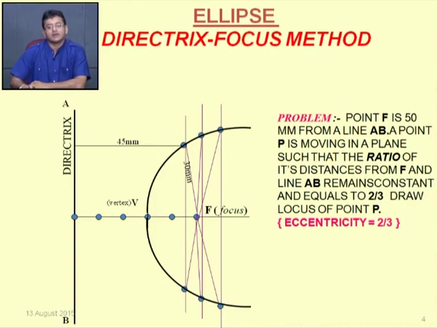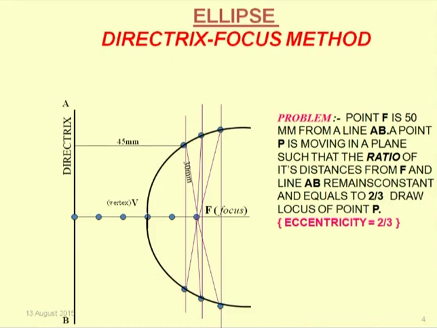So here, drawing a vertical line which is at a distance of 45 mm, 60 mm and 75 mm, draw 3 vertical lines to the right side of the vertex line, and from the focus, with a radius of 30, 40 and 50 mm, intersect with these lines so that the eccentricity value is 2/3. So this is another method of drawing an ellipse, by the directrix focus method.